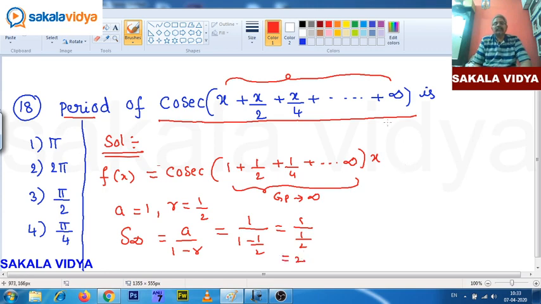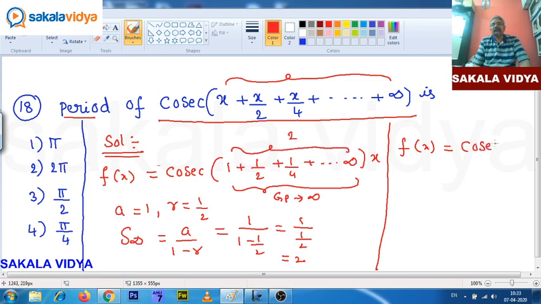So, that means now the function becomes f of x is equal to, this value is nothing but 2 now. This becomes cosecant 2x. We know for cosecant of ax plus b, the period is 2 pi by mod a. Period is equal to 2 pi by 2. Mod 2 is 2 only, so pi. So, first option is the right option.